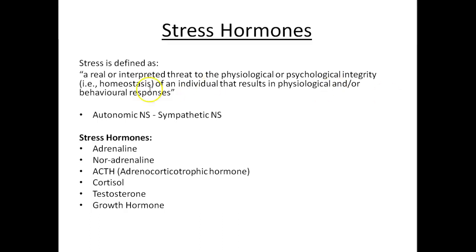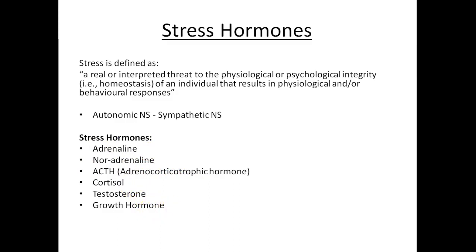So we've got the autonomic system, and then of that branch of the ANS, we've got the sympathetic nervous system. Okay, so this might be considered your fright, flight, and fight. Okay, we're going to have adrenaline, noradrenaline, adrenocorticotropic hormone, cortisol, testosterone, growth hormone.